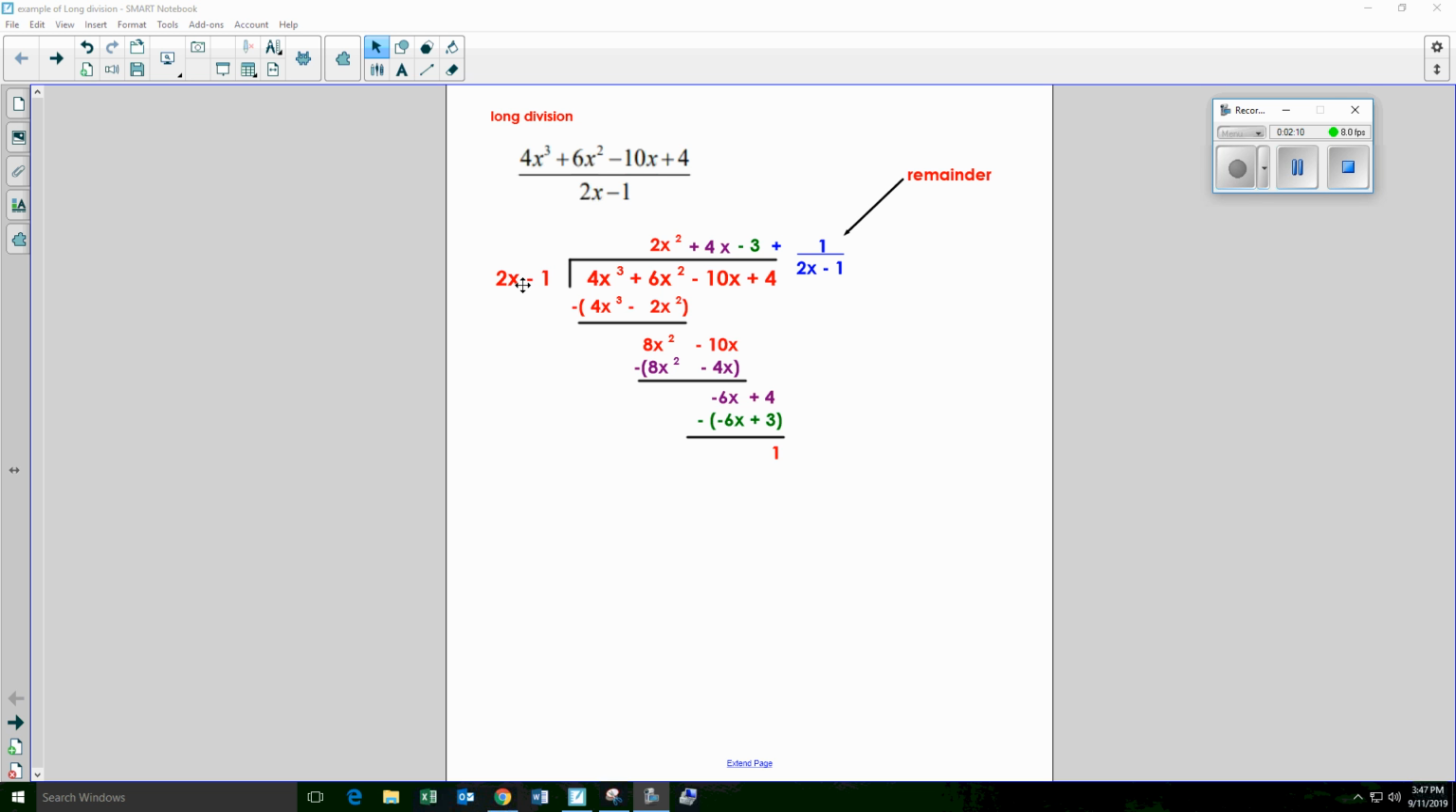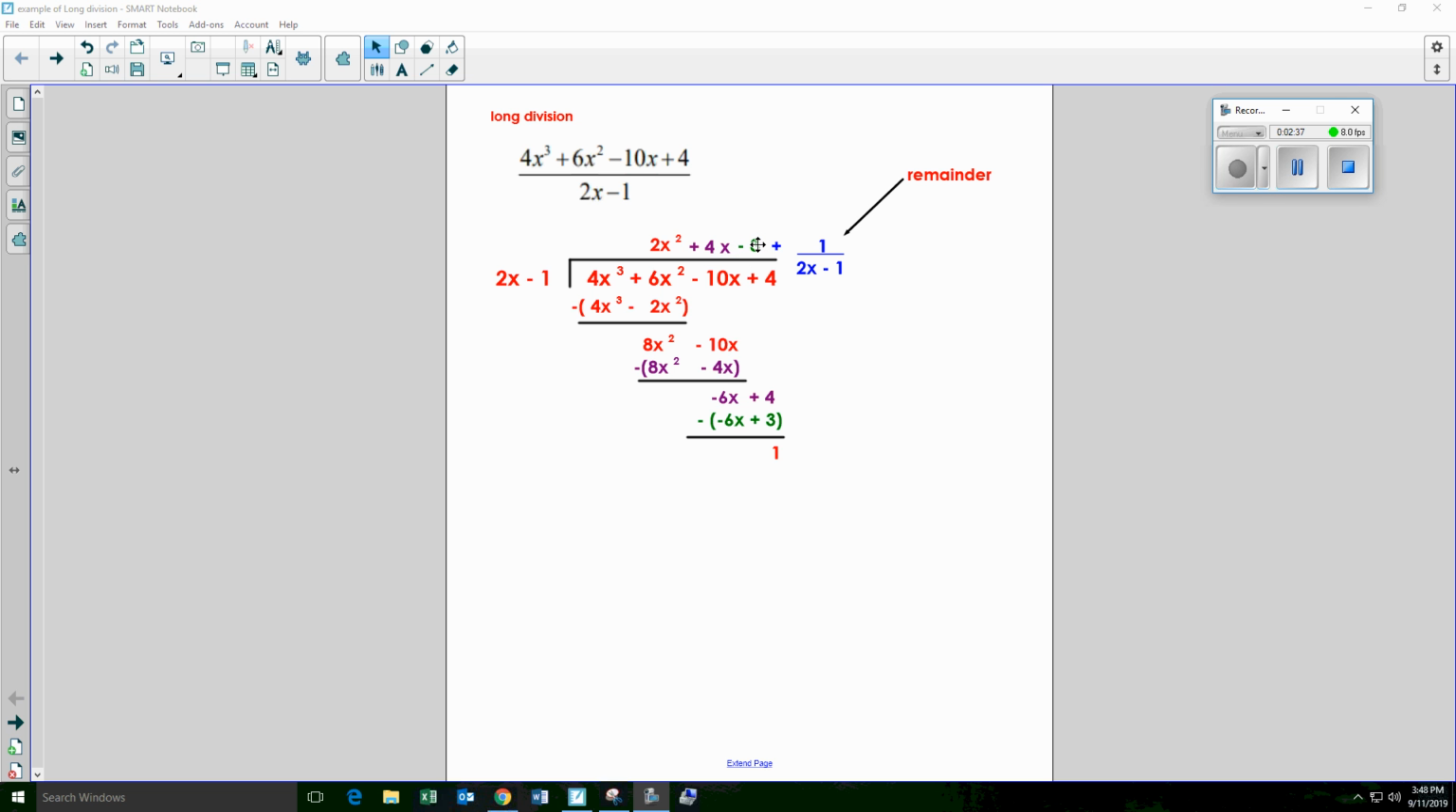4x times 2x is 8x squared. 4x times negative 1 is negative 4x. Parentheses around it and a subtraction sign. Now we subtract. That's gone and we get negative 10x plus 4x, which is negative 6x. And then I bring down the remaining term, the last term here. Okay, so now again I'm focused on the leading term. Negative 6x divided by 2x is negative 3.